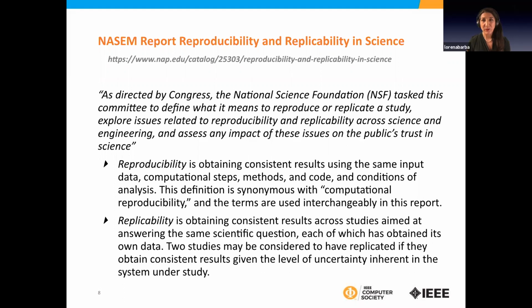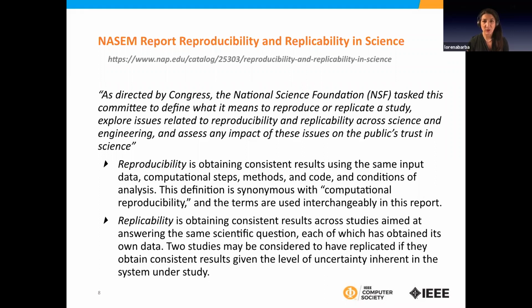And one of the important tasks that the committee had to complete was to canvass the usage of terminology across different fields of science, and put forth definitions of these terms to move forward in consensus. And thus the committee offered these definitions. Reproducibility is obtaining consistent results using the same input data, computational steps, methods, code, and conditions of analysis.